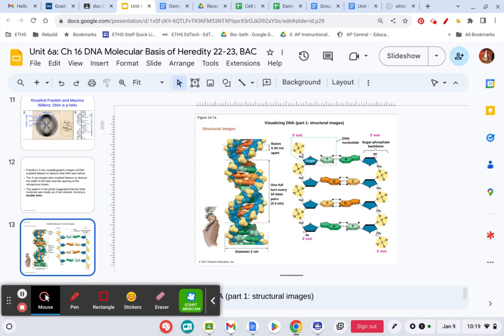We know that you've got this sugar phosphate backbone. And then you've got these bases in between. And so Chargaff said, well, A always pairs with T, and C always pairs with G. And Rosalind Franklin says, well, the diameter has got to be this far apart. So they kind of pieced everything together from these bits of information.